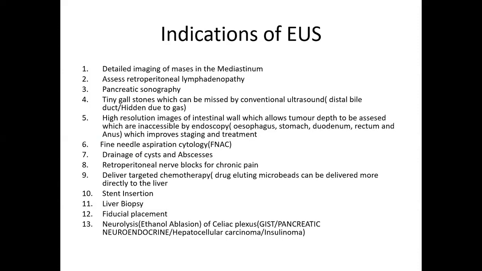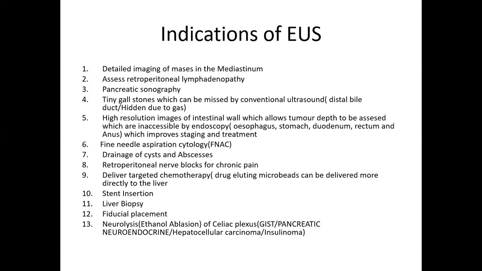So this includes the images of the structures that we find in the mediastinum. So we can also use it to assess the mediastinal lymph nodes. We can also use it to image the pancreas and surrounding structures. There are certain gallstones that are tiny and we are not able to pick them with conventional ultrasound. Using endoscopic ultrasound, we are able to pick those stones.